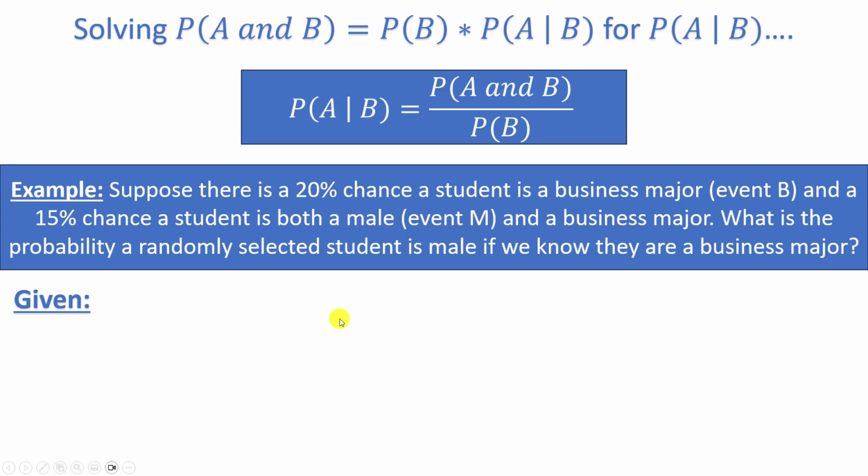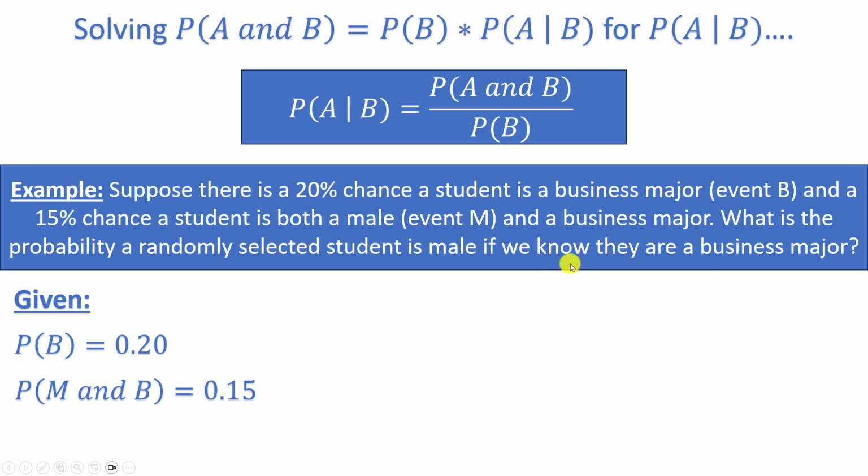So in this problem, first they give us the chance that a student is a business major. So that is the probability of B. Second, they give us the chance that someone is both male and a business major. So that is the probability of M and B, which is 0.15.